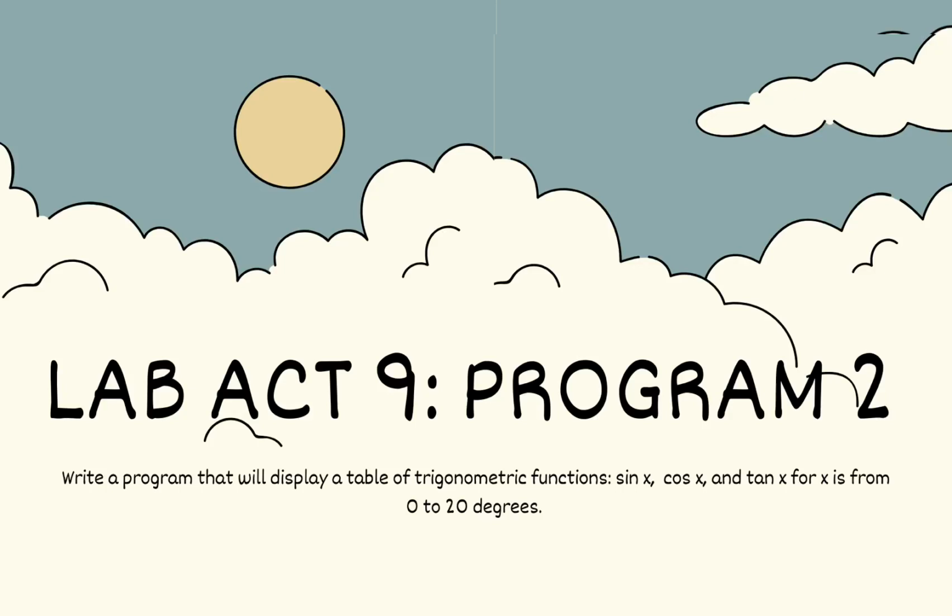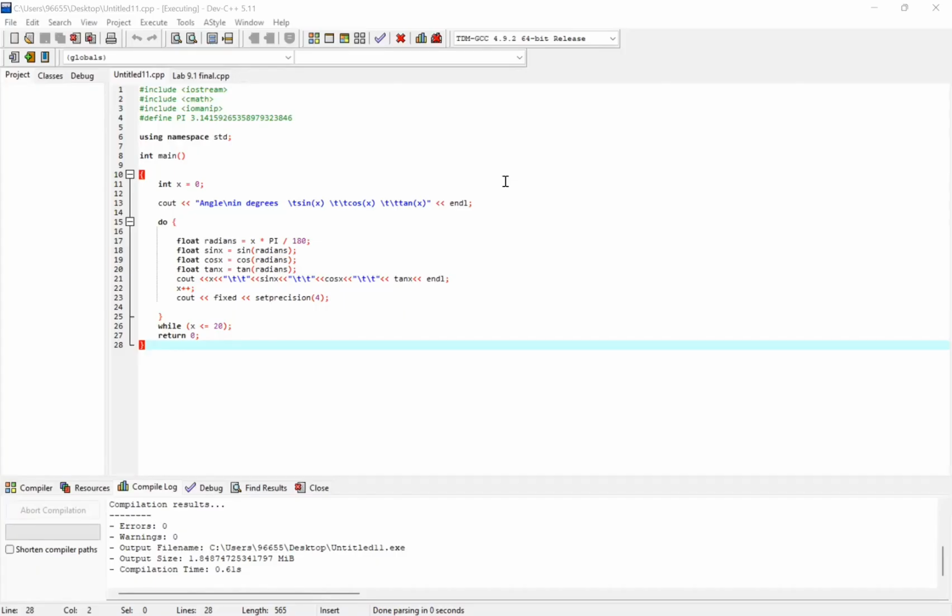So, good day everyone. Now we will discuss program 2 of laboratory activity number 9. This is a program that will display a table of trigonometric functions, sine x, cosine x, and tangent x, for x from 0 to 20 degrees. Now we'll proceed to the analysis of the codes.